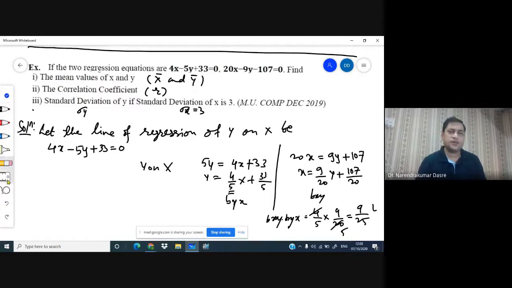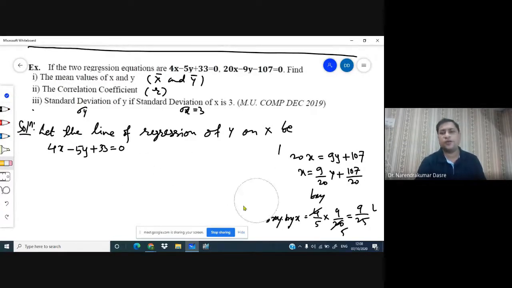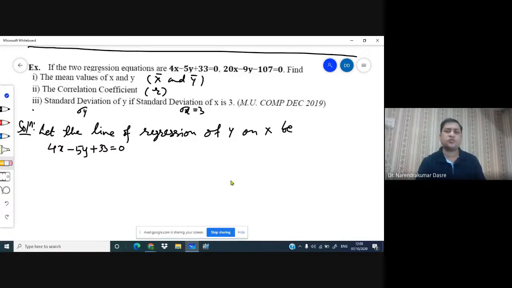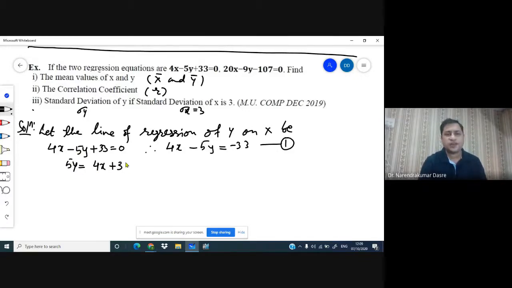Okay, and this is all rough work, so we don't have to write it here. This is all rough work to identify the lines of regression. So I can write this as 4x minus 5y is equal to minus 33. Let this be equation 1. And I want this in terms of y. So I'll be having 5y is equal to 4x plus 33, so I can write y is equal to 4 by 5 x plus 33 by 5.